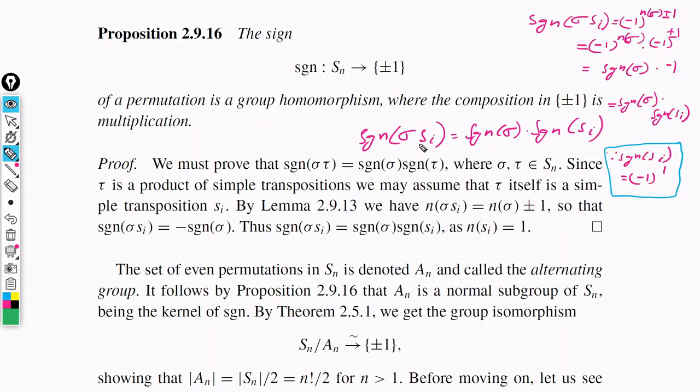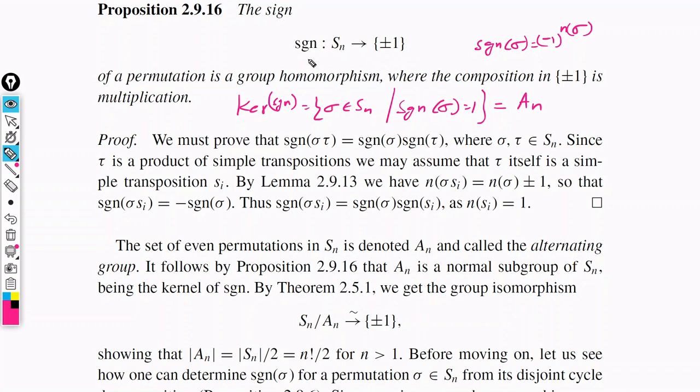Okay, consider sigma Si. From our lemma 2.9.13, we have n of sigma Si equal to n of sigma plus or minus 1. Therefore, sign of sigma Si equals minus 1 raised to n of sigma plus or minus 1. That is minus 1 raised to n of sigma into minus 1 raised to plus or minus 1. So this is always minus 1. So this is nothing but sign of sigma. So sign of sigma into minus 1. And what about this minus 1? We can replace this minus 1 by sign of Si, because for every simple transposition its sign is minus 1 raised to 1. So sign of sigma Si equals sign of sigma into sign of Si. Therefore this sign is a group homomorphism.